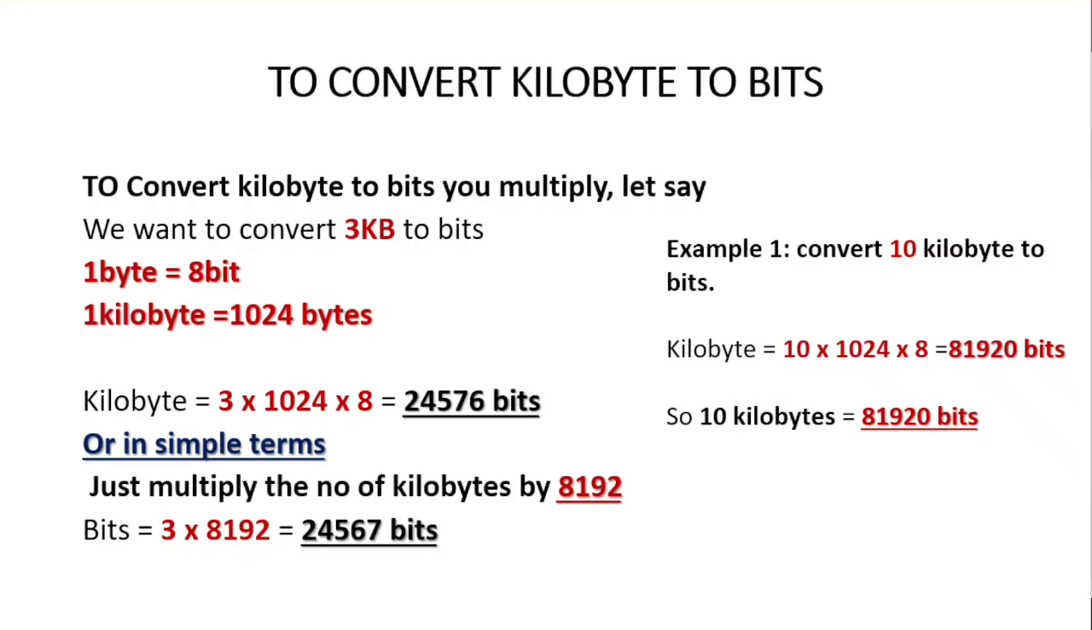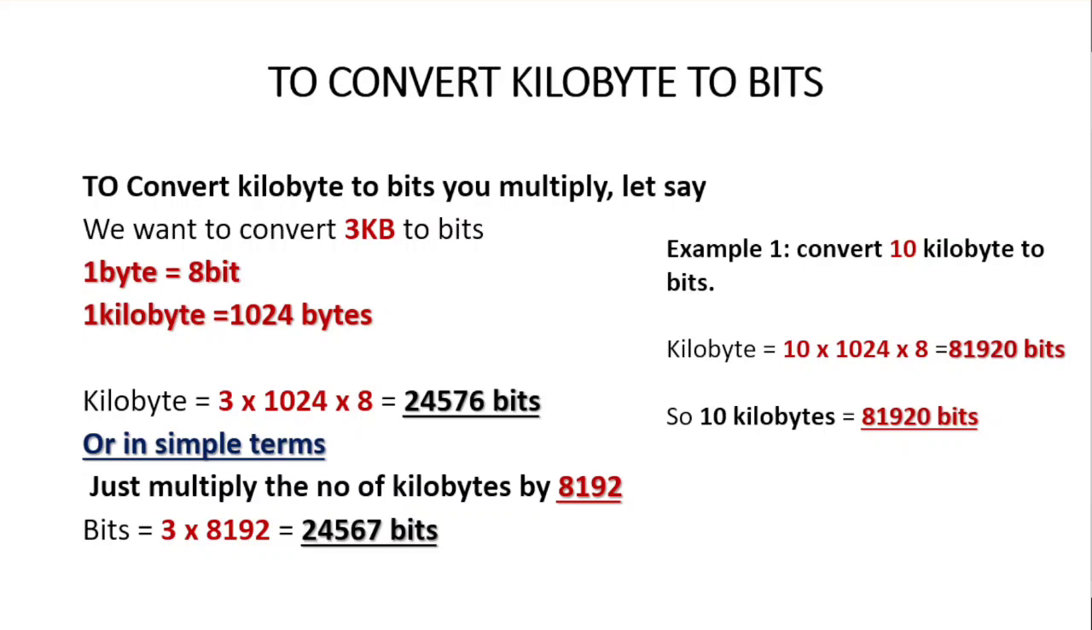So let's say they gave us an example here. They say convert 10 kilobytes to bits. What you just need to do is 10 multiplied by 1024 bytes multiplied by 8 bits. That will give us 81,920 bits. So 10 kilobytes is equal to 81,920 bits.